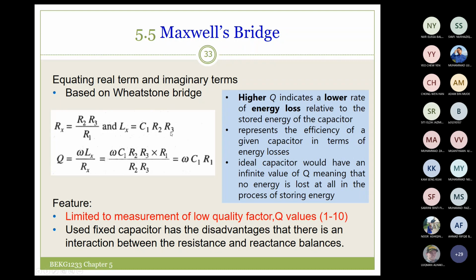So in this case, we also want to find Q, the power quality factor, which can be obtained from omega Lx over Rx. Then we insert the Rx and the Lx, and we find that Q is equal to omega C1 times R1.